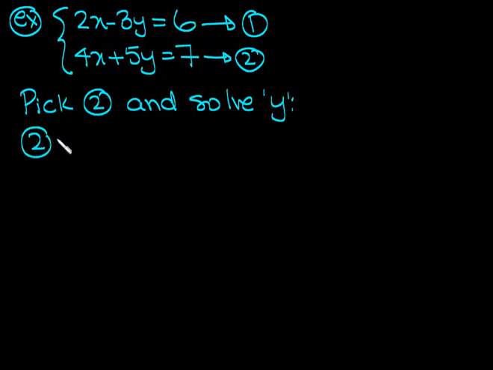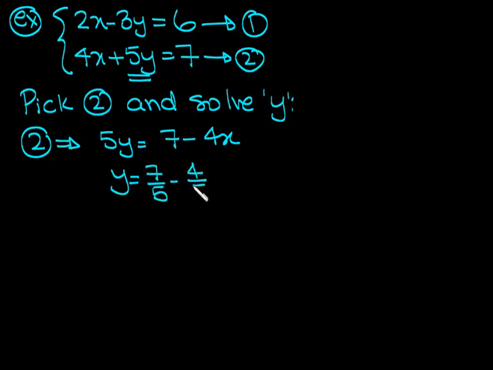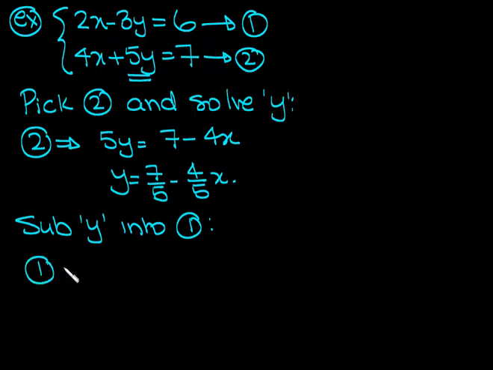So 2 becomes what? I want to solve for y, so I isolate the y term, so I get 5y is equal to 7 minus 4x, and then I divide everything by 5, so I get 7 over 5 minus 4 over 5 x. So I know what y is now. Okay, so now what's the next step? We substitute the variable that we just found into the other equation. Since we started with 2, we're going to substitute y into 1.